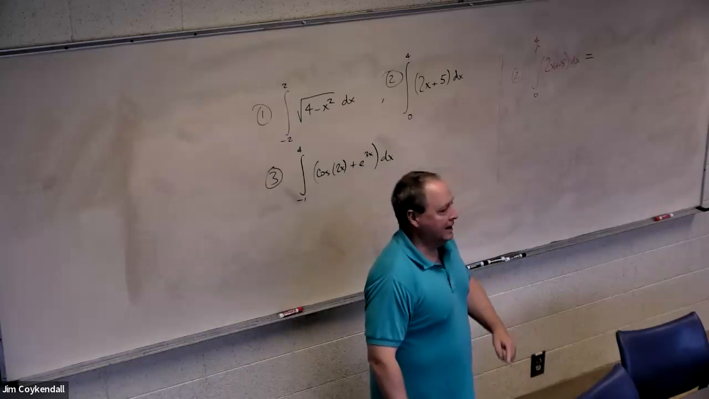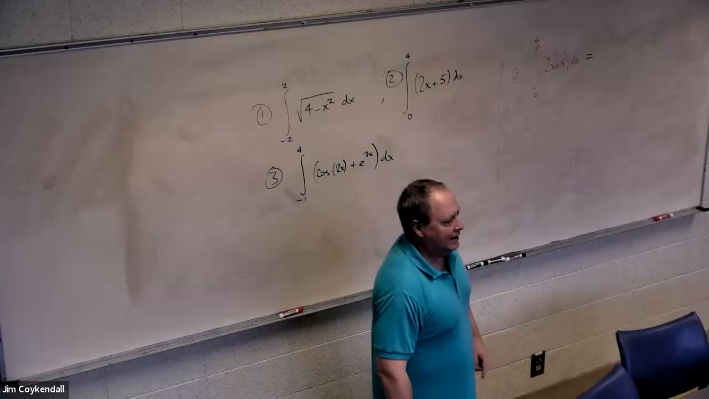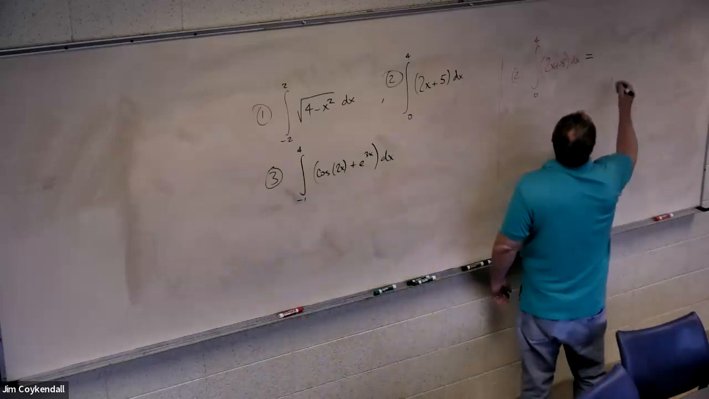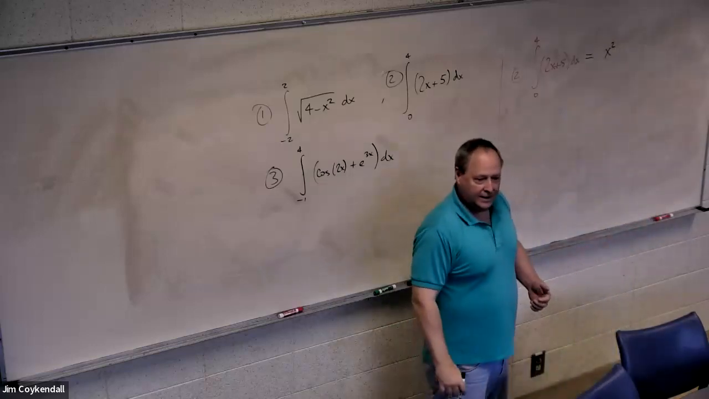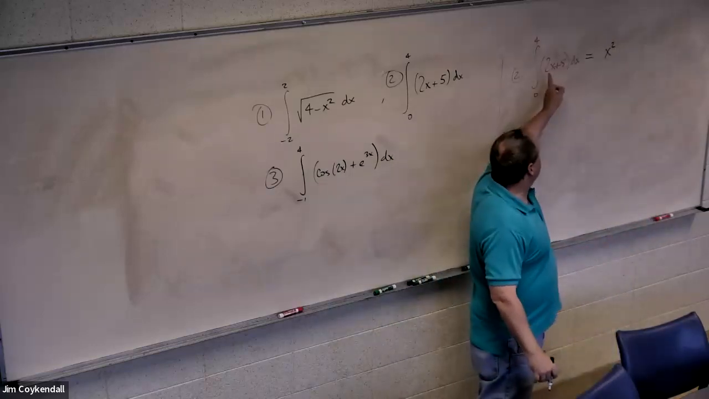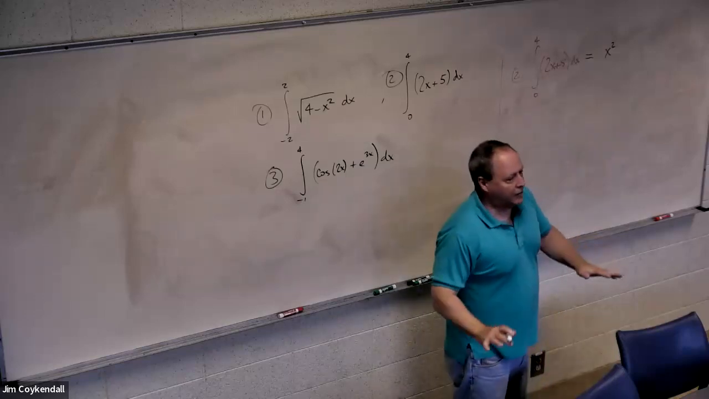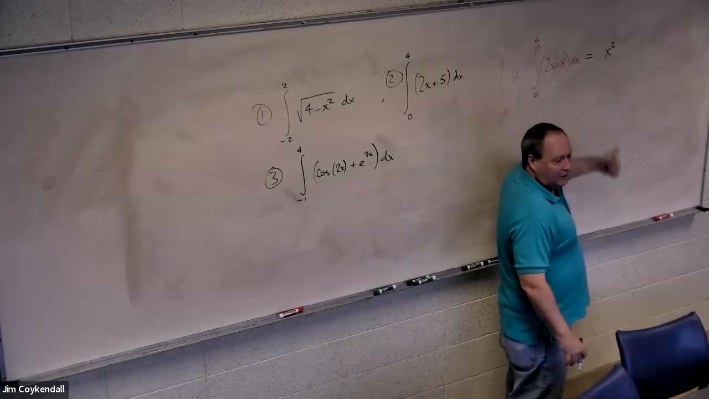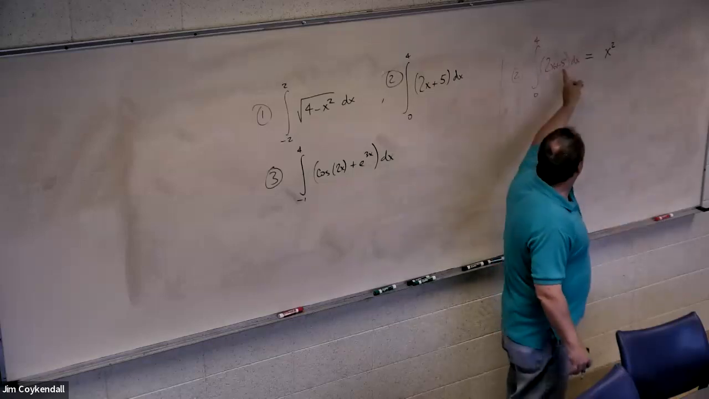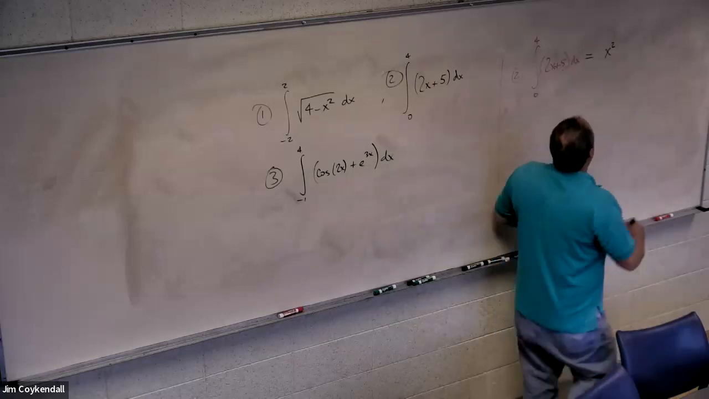You're 1 power too high. It's too high. Should be just x squared. X squared over 2 times 2. And you know what? Here's the great thing about this. You can check, right? The derivative of this is 2x, ding, ding, ding. How about 5? Very good.